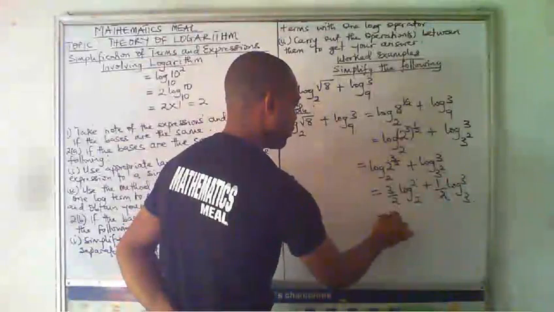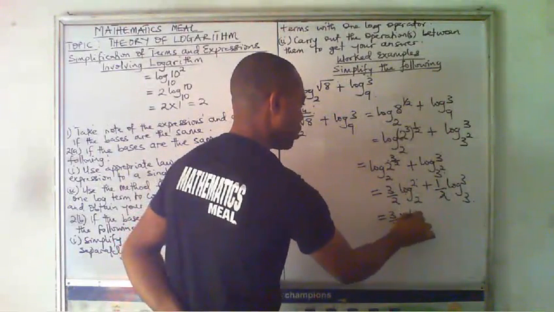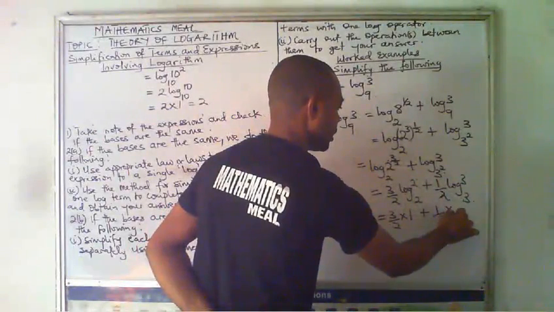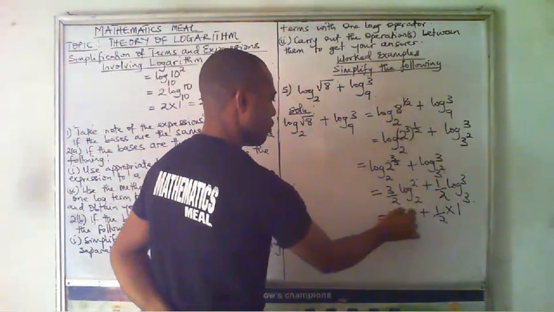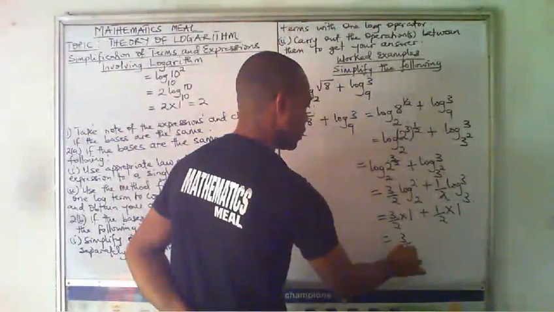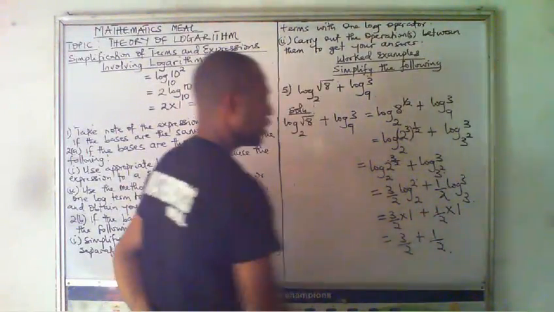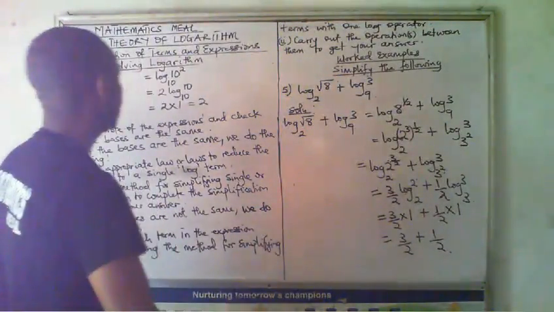It is 1. So we have 3 over 2 times 1 plus 1 over 2. What is log 3 in base 3? It's also 1. So 3 over 2 times 1 is 3 over 2, plus 1 over 2 times 1 is 1 over 2. We have addition of fractions here.